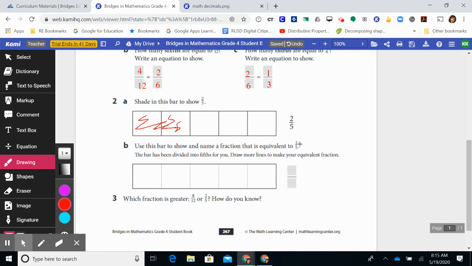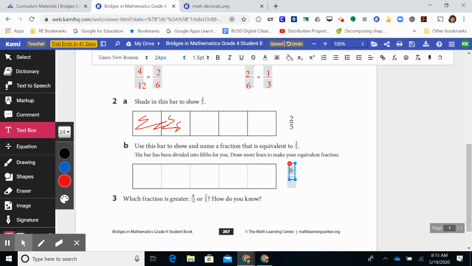So if I'm going up now, I know 2/5 can't be reduced anymore, but I know if I multiply 2 times 2 to get 4, I can multiply 5 times 2 to get 10. So if I'm going the opposite way for equivalent fractions, I can multiply my numerator and denominator. So now I know that 2/5 is equal to 4/10. And I can show that by separating out the 10ths.